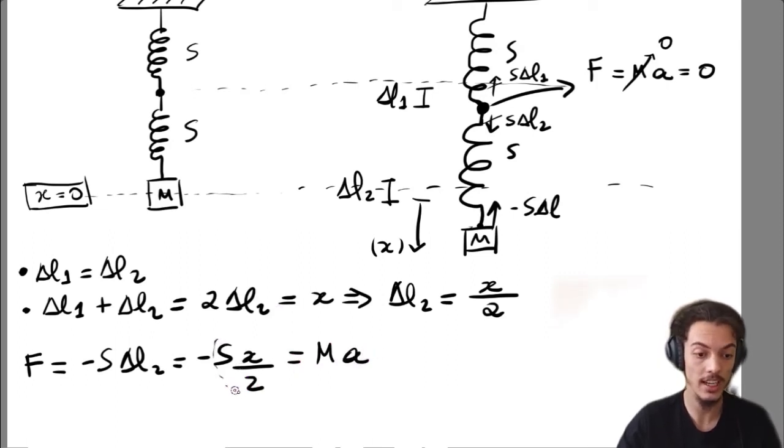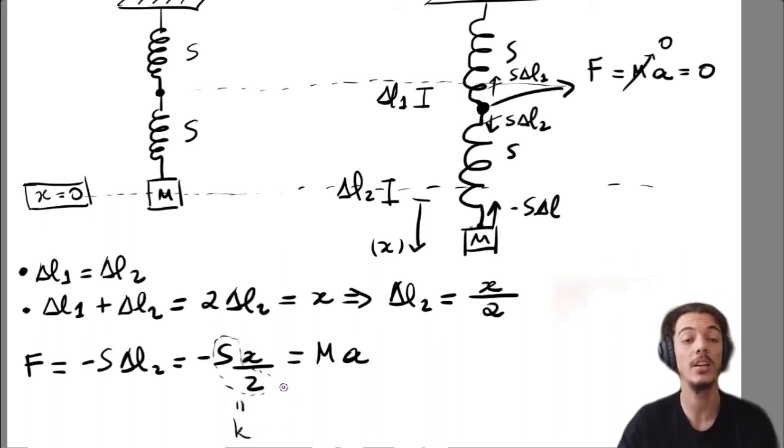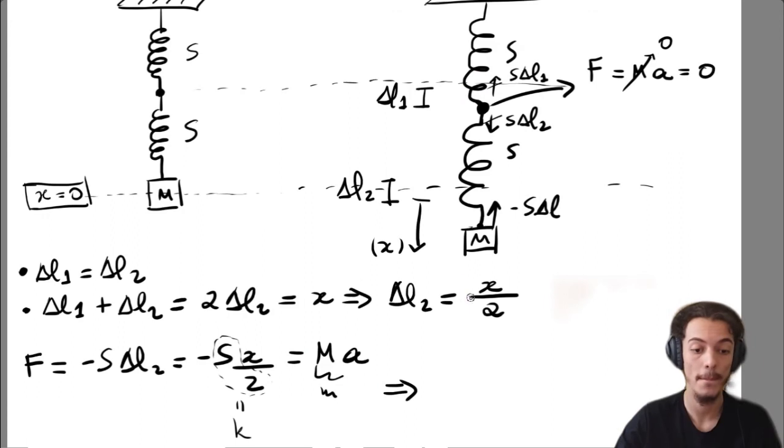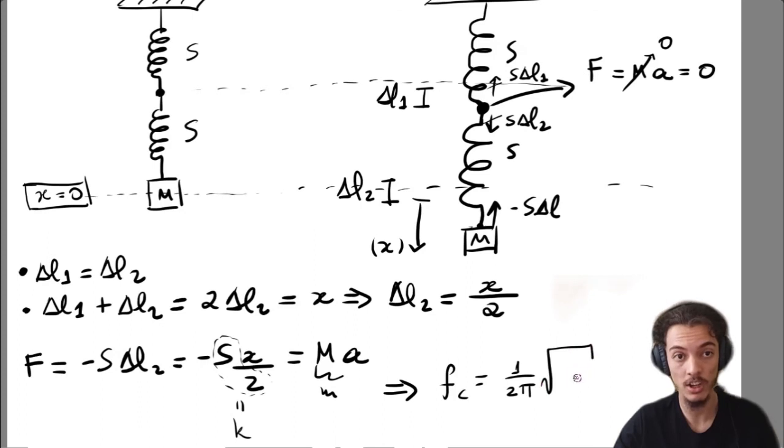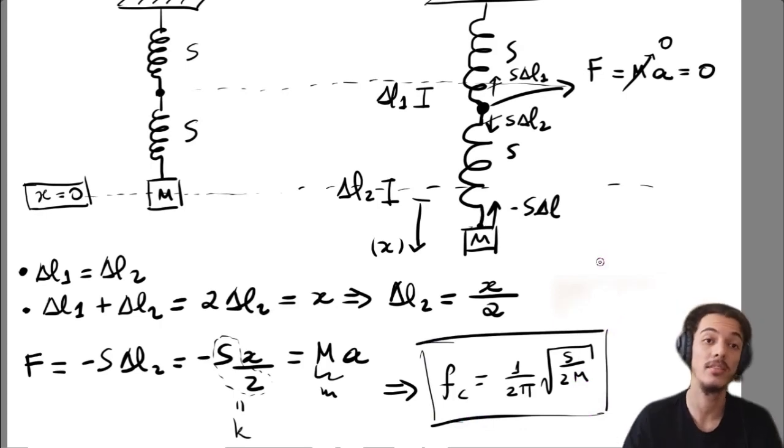So we can identify this guy here as our k. This is the equivalent stiffness of this system of two equal springs in series. And this is our little m. So we can conclude that the frequency of the system C is 1 divided by 2 pi times the square root of our k divided by our little m. In this case, our k is S divided by 2, and our m is simply the big M. So this is the frequency of the system C.